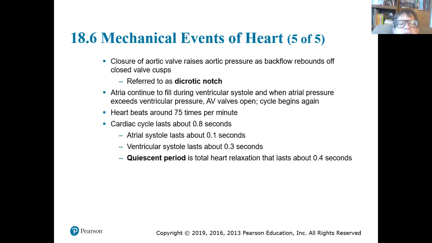When the aortic valve closes, that will raise the aortic pressure. The blood will try to backflow and it'll bounce off of the valve. This is the dicrotic notch. When you're tracking arterial pressure, you're going to see a change right there. Anyway, I should say arterial pressure, not mean arterial pressure.